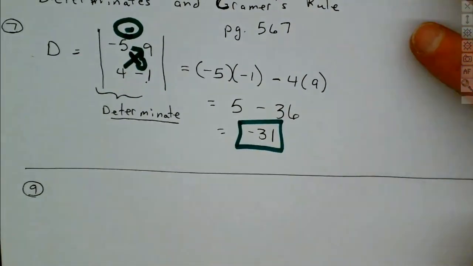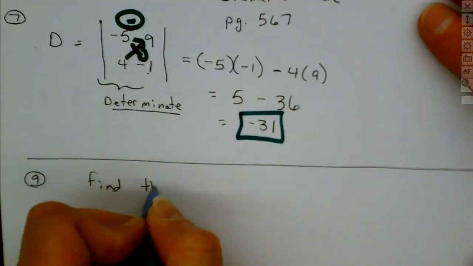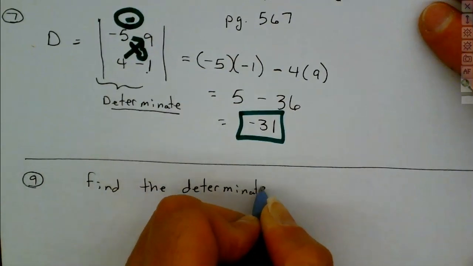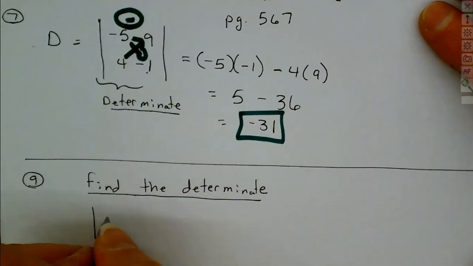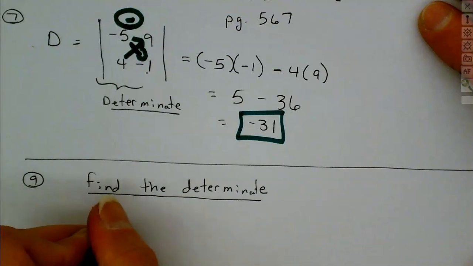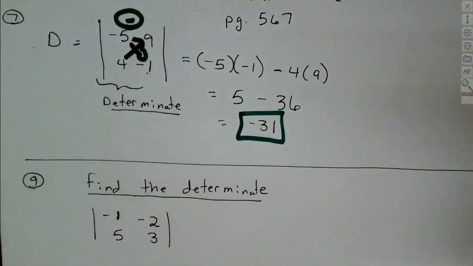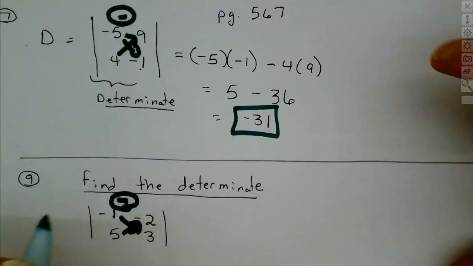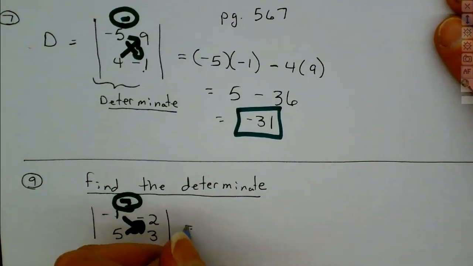We're going to do question 9 next. Same thing. Find the determinant. For question 9, we have, and these look like absolute values, but they're not. These are called determinants. And you always get them just by cross multiplying and subtracting. And we just draw the arrows, and we have to subtract between them.